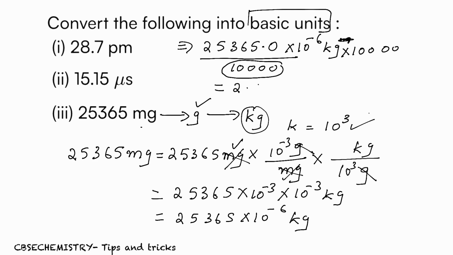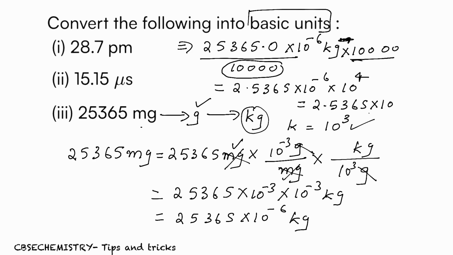Okay, so it becomes 2.5365. Now into 10 raised to minus 6 into what? 10 raised to what is this? 10 raised to 4. So what you will get? 2.5365 into 10 raised to minus 6 plus 4, which is minus 2. So we got the final answer. Correct? Check it. Hope all of you understand. See, here we are converting milligram to kilogram in two steps. First milligram to gram, then gram to kilogram.